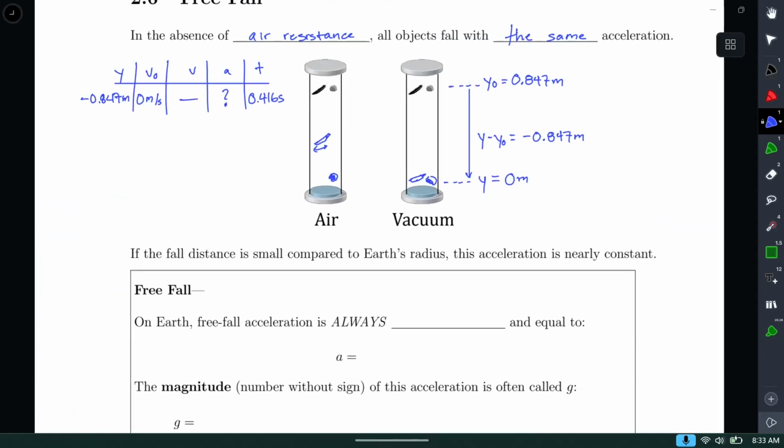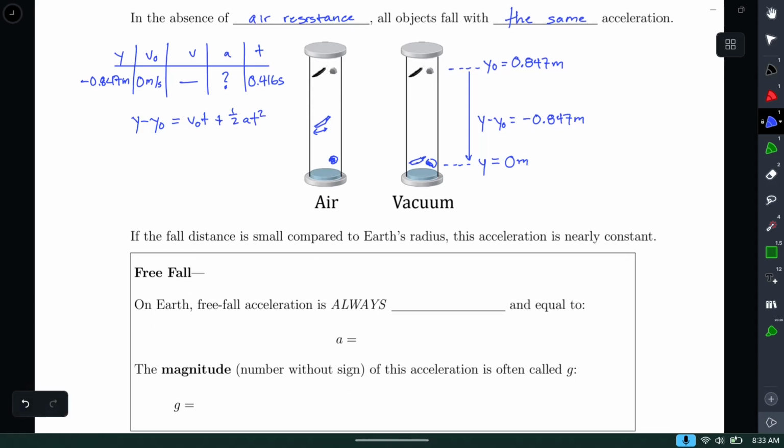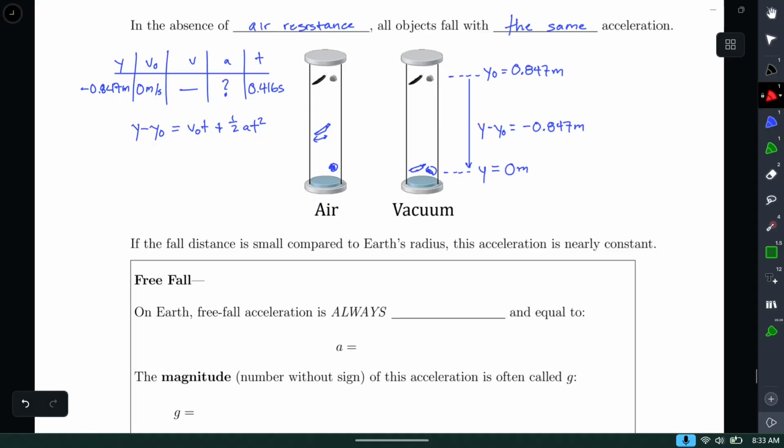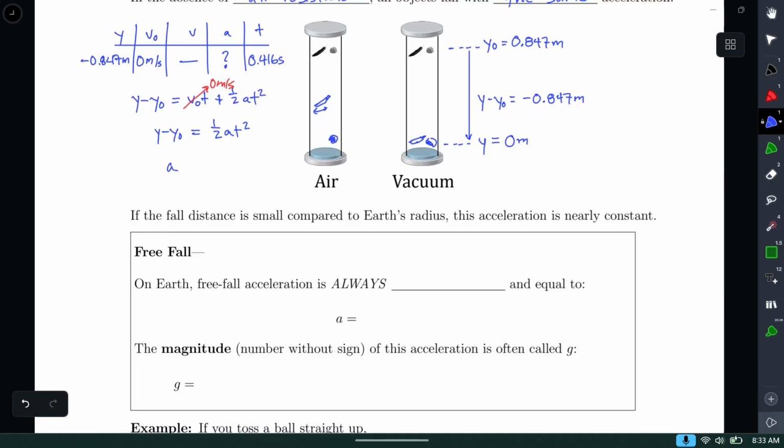So I am solving y minus y initial equals v0t plus 1/2 at squared. And I'm going to make a simplification because otherwise the algebra will be much worse. So v0 is 0 meters per second, so I can actually ignore this whole term. And that means I'm really solving y minus y initial equals 1/2 at squared. Or solving for a, a equals 2 times y minus y initial over t squared.